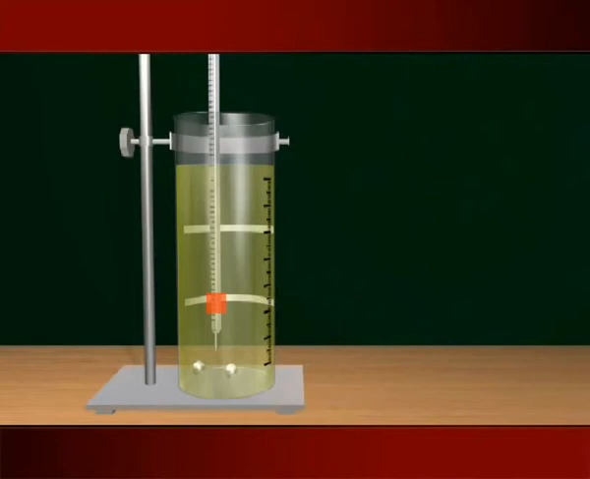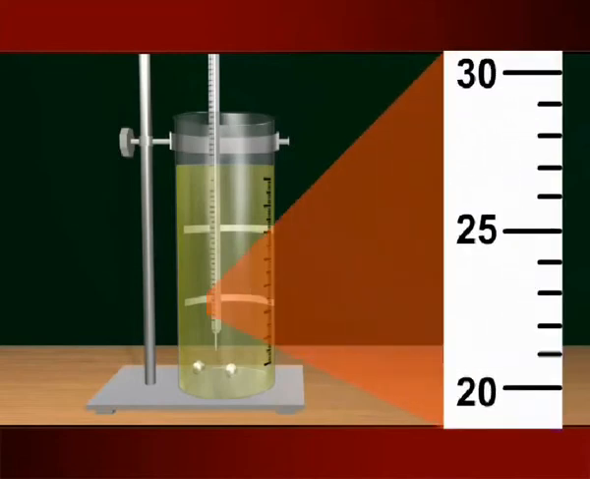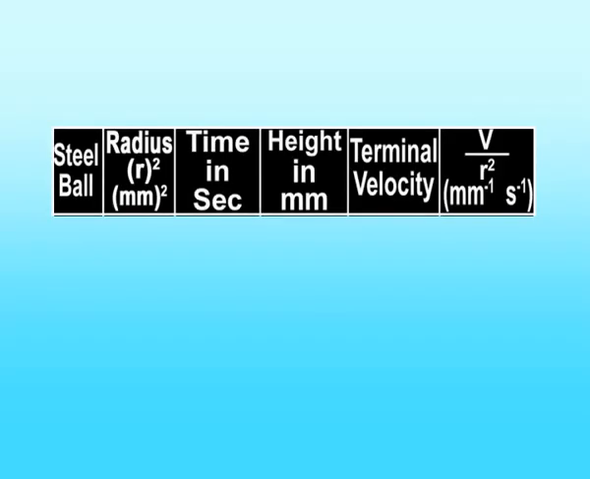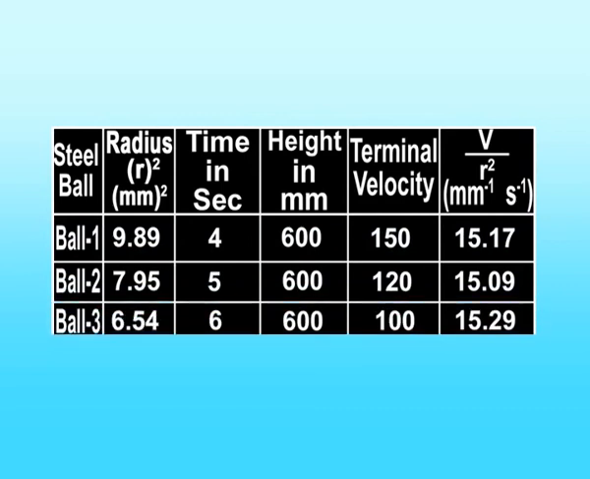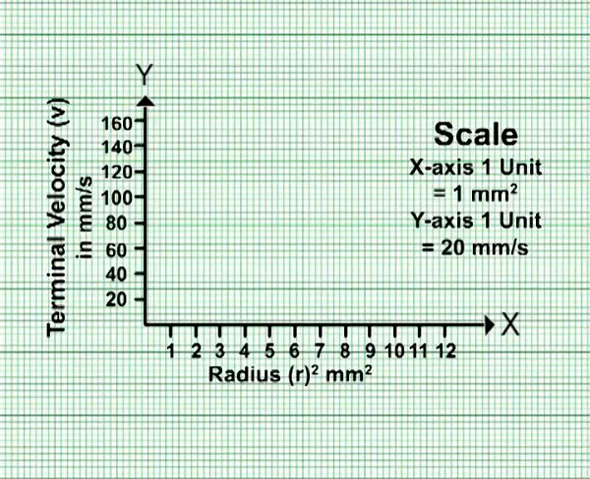Temperature of liquid in degrees Celsius, which is 22 degrees Celsius for this case. The observation table for measuring the terminal velocity has to be made like this. We'll now calculate r square by v from the graph also.